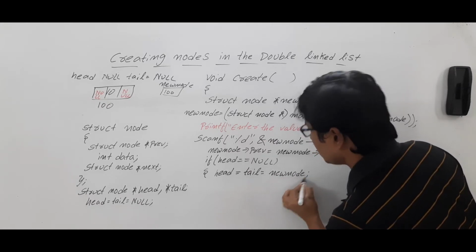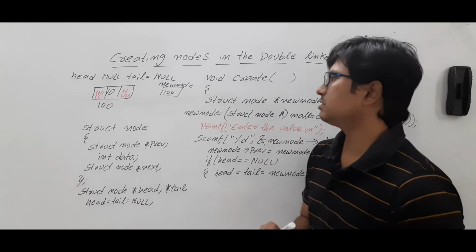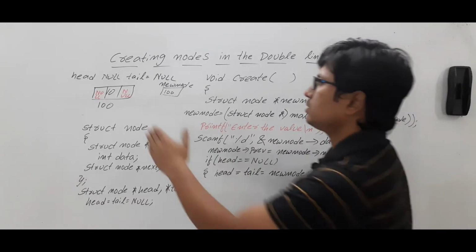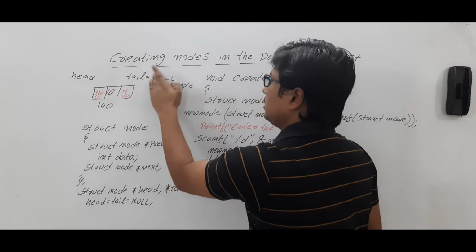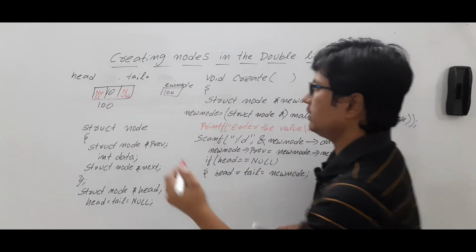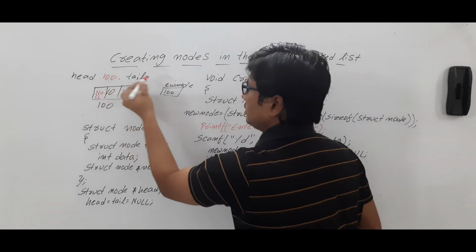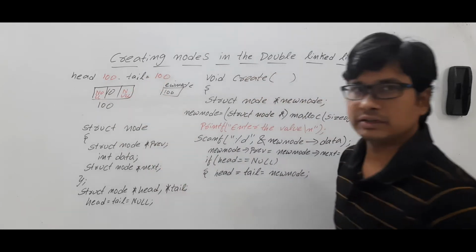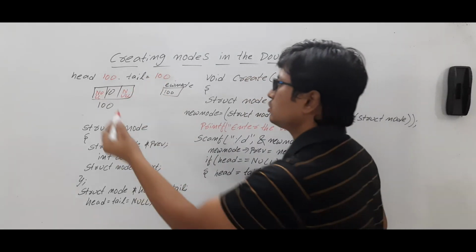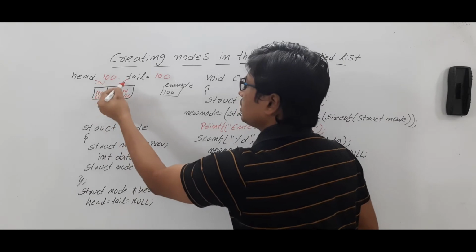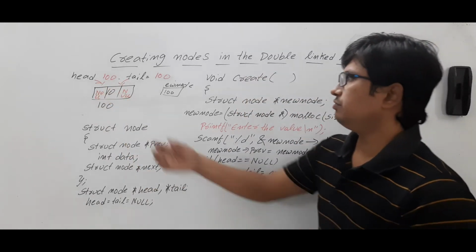Okay, what does the new node consist of? It consists of the address called 100. So that you are assigning to the head and tail. Now head also consists of memory location 100 and tail also consists of memory location 100. So now head and tail both are pointing to the first node.